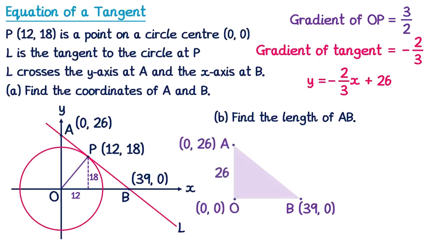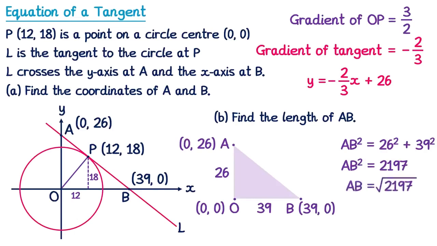We know the length from A to O is 26 and the length from O to B is 39. So to find the length from A to B, we can just use Pythagoras, since it's a right angled triangle. So we could say that AB squared is 26 squared plus 39 squared, and if you work that out, you'll end up with 2197. To find AB, we would square root both sides, and if you type this into a calculator, you'll get 46.9 when rounded to three significant figures. So we find the length of AB is 46.9.